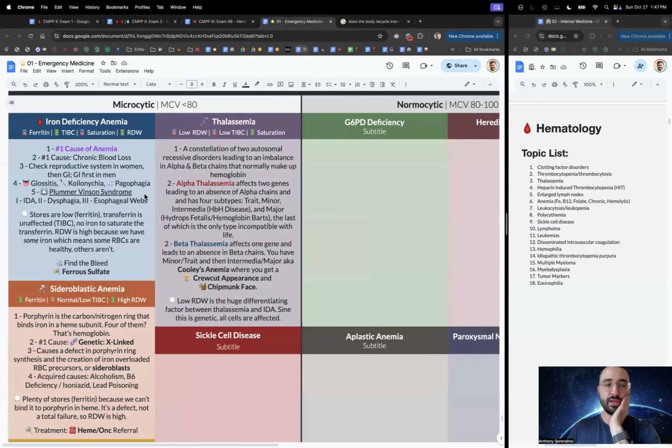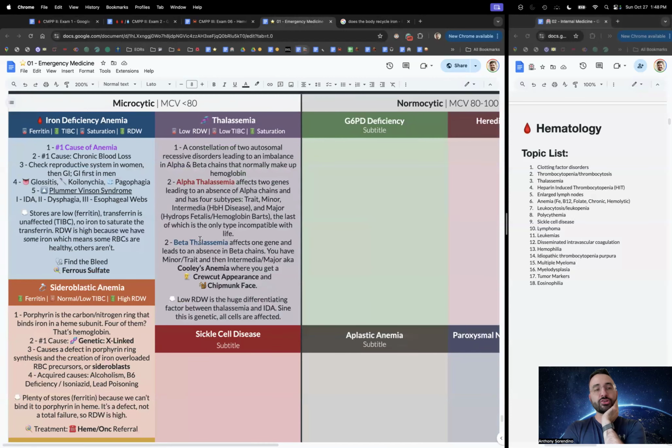So iron deficiency anemia, it's the number one cause of anemia in general. Number one cause is that chronic blood loss we talked about. Check the reproductive system first in women, and then the GI tract, and then check the GI tract first in men. Symptoms here, glossitis, that kind of like red inflamed tongue, koilonychia, which is like those spoon nails, and then pagophagia, which is like an affinity for eating ice, which is kind of weird. You also have this Plummer-Vinson syndrome, which you learn about in GI. So there's a triad here. It's iron deficiency anemia itself, dysphagia, and then esophageal webs.